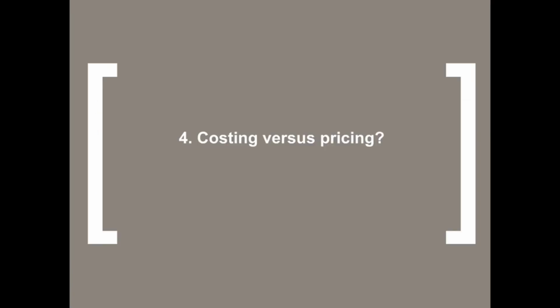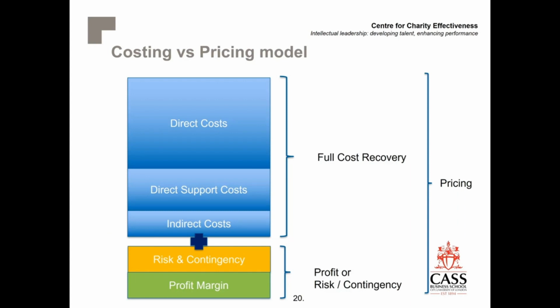Let's just quickly touch on costing versus pricing. Costing is what we've talked about so far, direct cost, direct support, indirect costs. Pricing then would add a risk and a contingency payment with that. And contingency, for example, you might be doing a new service, you might not know quite the number of people you're going to help.